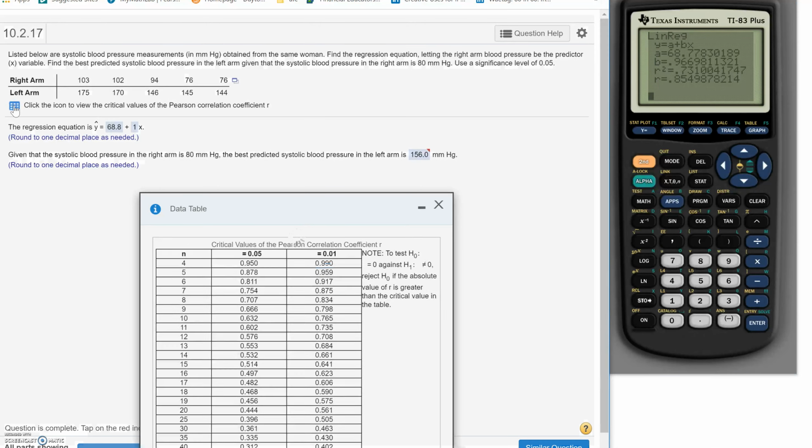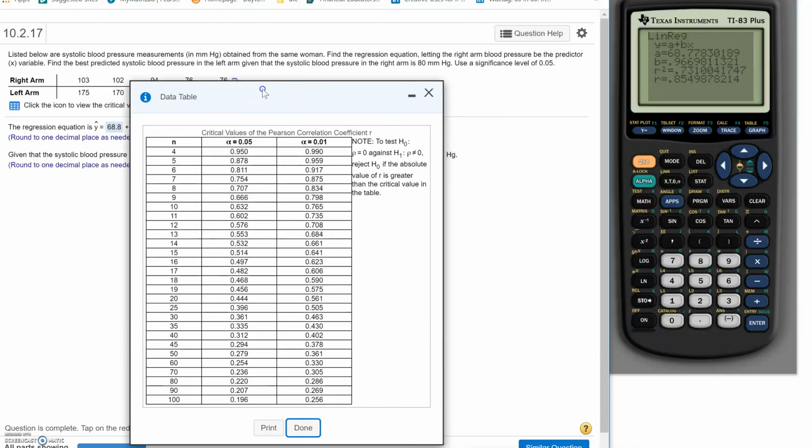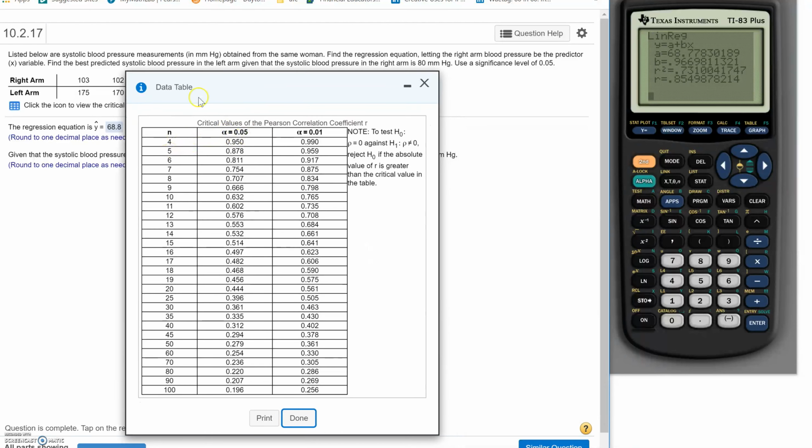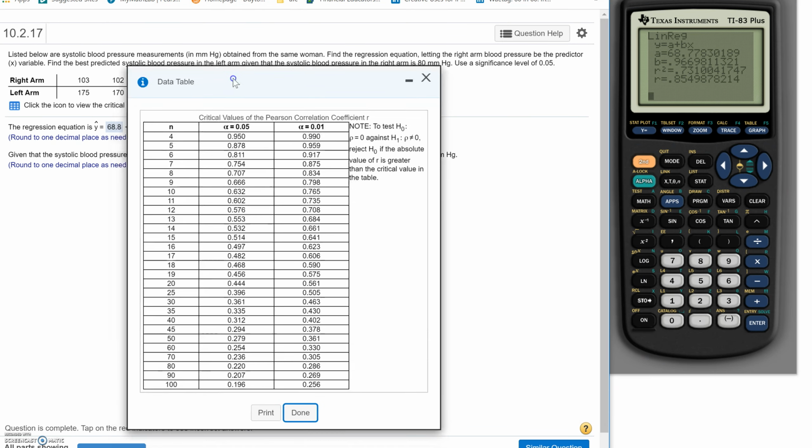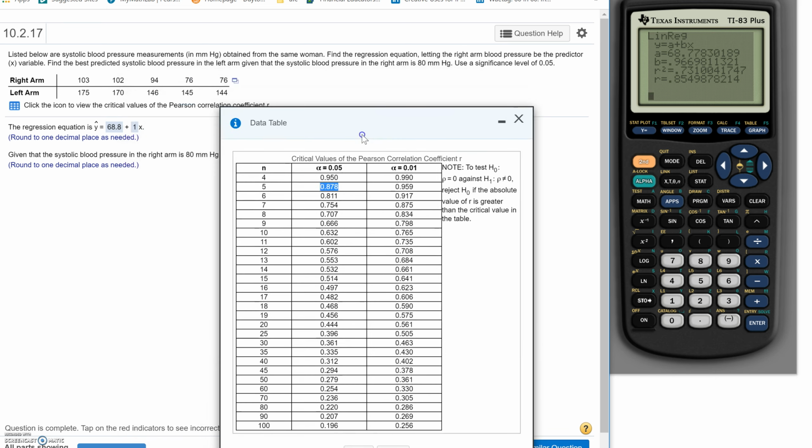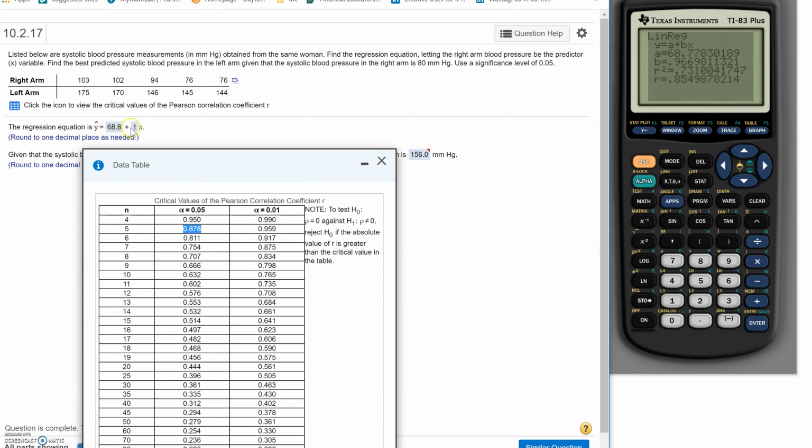So click on the critical value table. Alpha is 0.05 and N in this case was 5 as well. So alpha 0.05, we get a critical value that is 0.878. So you have to compare this critical value with the actual R that was calculated in the calculator, and we see that our R 0.855 is smaller than 0.878. So when that is the case, we are not allowed to use the regression equation and just plug in 84 for x.